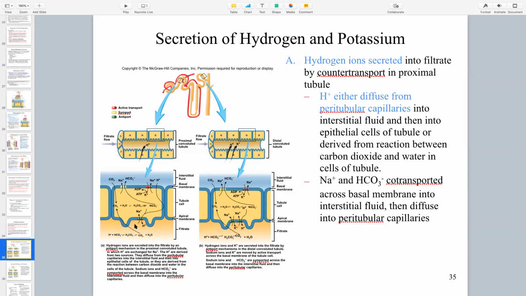See that? So for every sodium that I reabsorb, I need something else on the opposite side with the same charge to go in reverse. So if I'm bringing in sodium with its positive charge, I'm going to take out hydrogen with its positive charge. As that hydrogen gets moved out into the filtrate, there becomes a greater concentration of hydrogen, which makes it slightly more acidic, right?